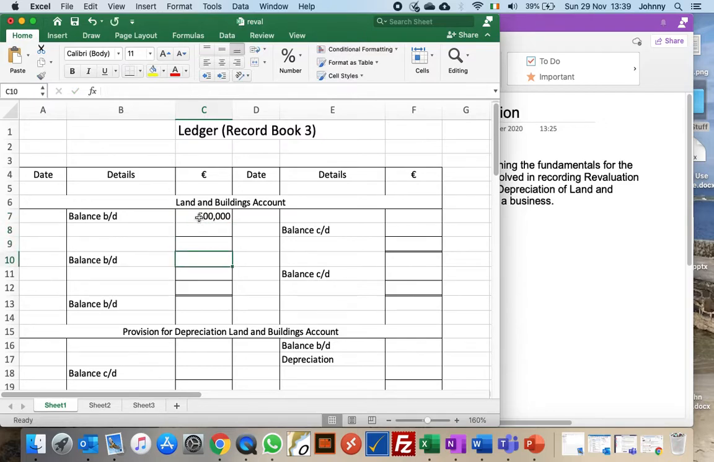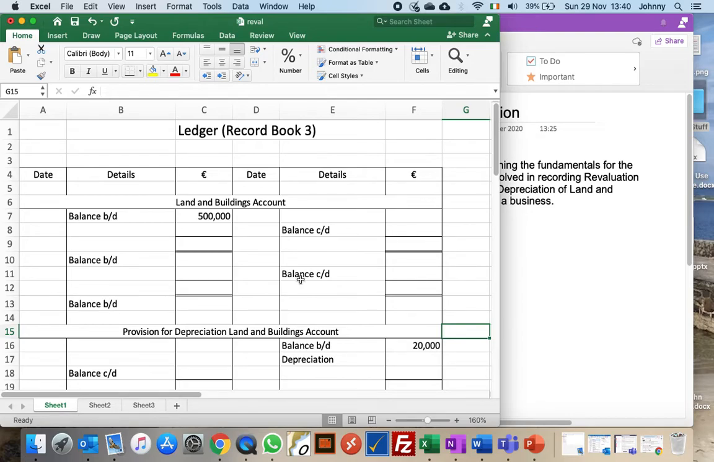That means that originally our land and buildings cost us 500,000, and we think they're worth approximately that, except the buildings would have been depreciated. So let's just say, again, I'm just making up some figures here, that we have a provision balance of 20,000. That means that over the years we've had these land and buildings, we've depreciated the buildings by 20,000. They've gone down in value by 20,000. So the book value of our land and buildings now is 480,000.